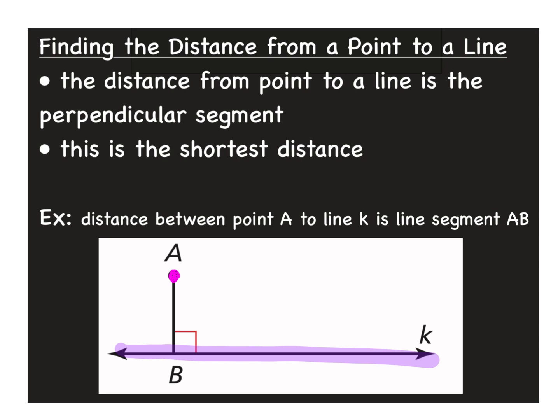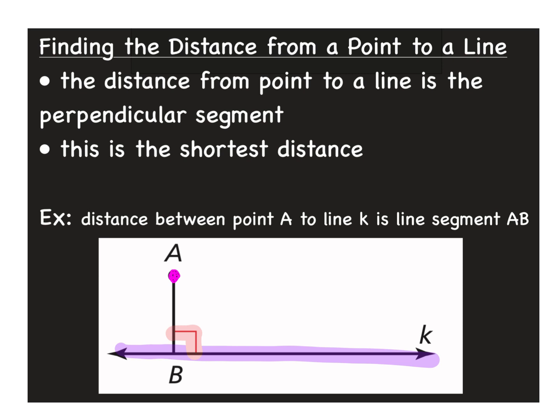So for example, say line K was the street I lived on. I lived on K Street. And you're over there at house A. And I said, what is the shortest path from your house to my street? You would want to make a perpendicular line, because the shortest distance is always going to make a right angle like that with the line.